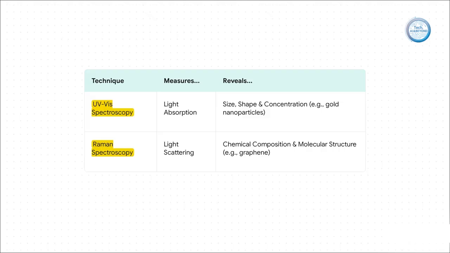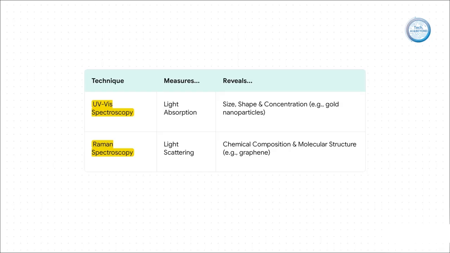Now, this slide shows two other techniques under the umbrella of spectroscopy, and they both seem to use light, but in different ways. What can we learn from the first one, UV-vis spectroscopy? UV-vis is a much simpler but still very useful technique. It works by shining light through a sample, usually a liquid, and measuring how much light gets absorbed at each wavelength. Its real power in nanotech shows up with materials like gold and silver nanoparticles.